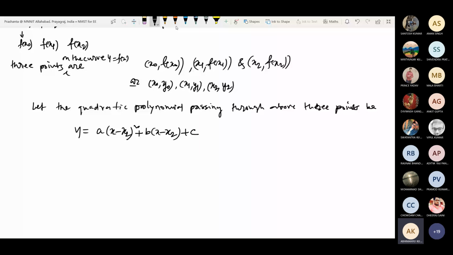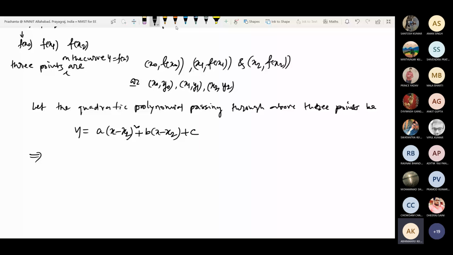So this parabola is passing through the points (x0, y0), (x1, y1) and (x2, y2). So tell me what is c. If it is passing through (x2, y2), what will we see? Put x equals x2 and y equals y2. What will we see?